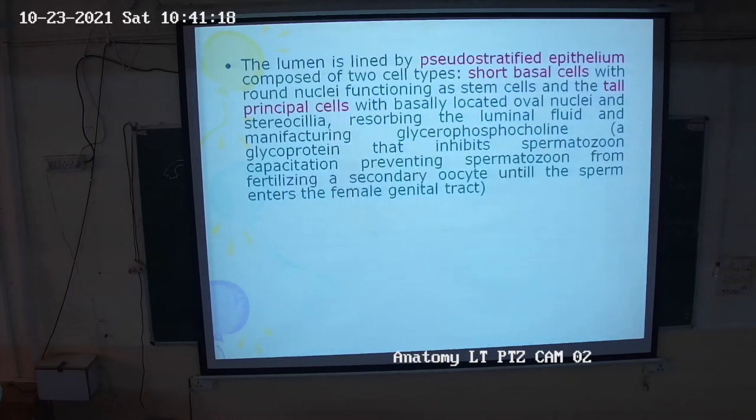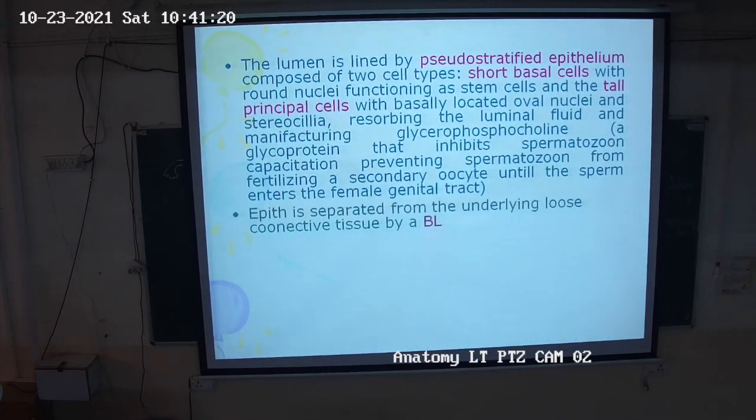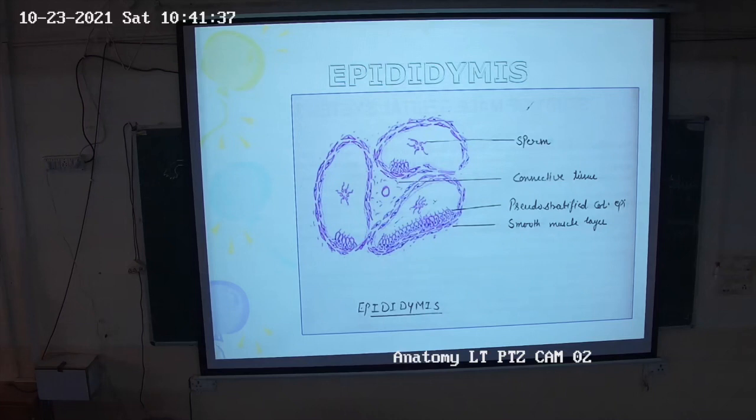So the length of the epididymis is around 4 to 6 centimeters, lined by pseudostratified epithelium having short basal cells and prominent principal cells. Now each of these ducts is surrounded by connective tissue. Connective tissue has arteries, veins, lymphatics, and is also surrounded by a smooth muscle layer. So the sperm here is moved through the current created by the absorption of the fluid and through the contraction of the smooth circular muscle fibers.